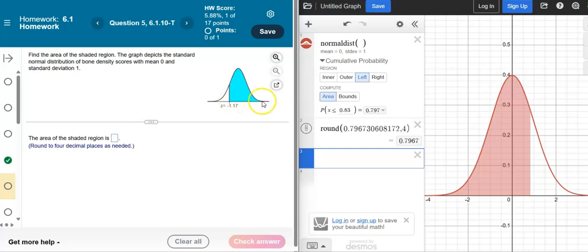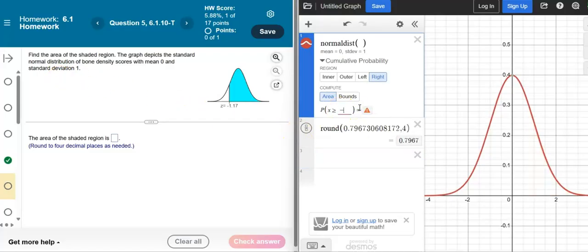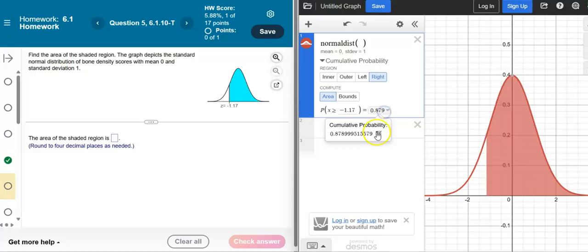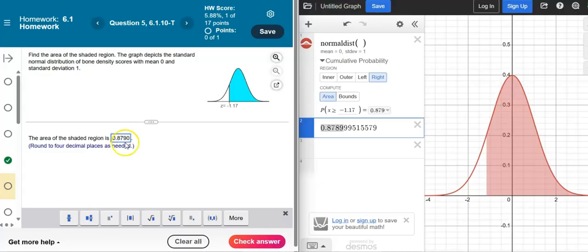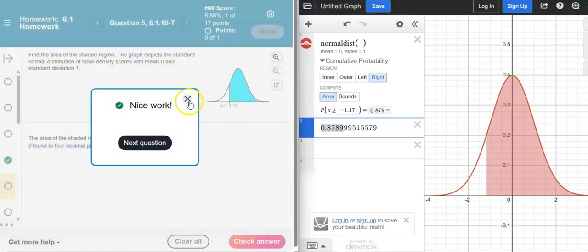Alright, this one is a right probability. You can see the number is on the left end of the shaded region, so the shaded region is to the right of the number. So for that case, we're going to select right. This is still standard normal, mean is 0, standard deviation is 1. And now I'll just change this number to negative 1.17. Gives me this number. I'm going to delete that. Drop that down 4 decimal places. That will be right here. Right? So that's going to be 0.8790. So that's the number I typed there, and check my answer. That's all you have to do for that.